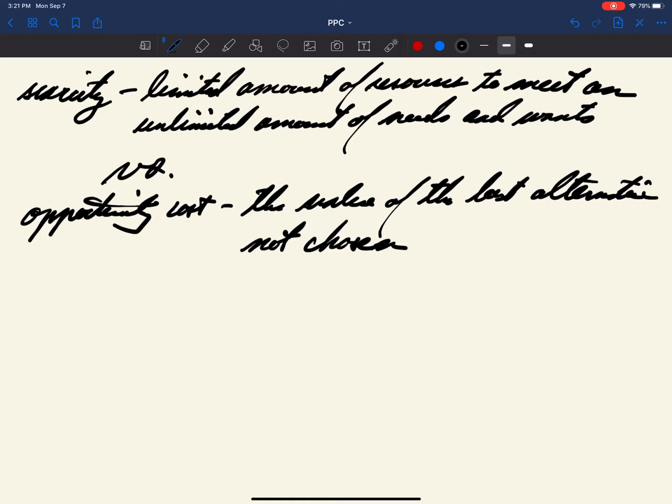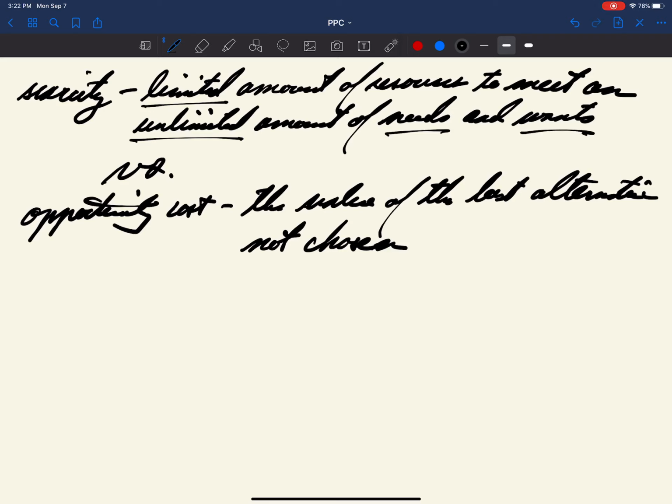significant differences. First off, when we talk about scarcity, scarcity is a limited amount of resources to meet an unlimited amount of needs and wants. The limited amount of resources idea, I think, is pretty straightforward. We live on Earth. There's a limited amount of stuff that we can use to make goods and services. So we don't really have to belabor that too much.